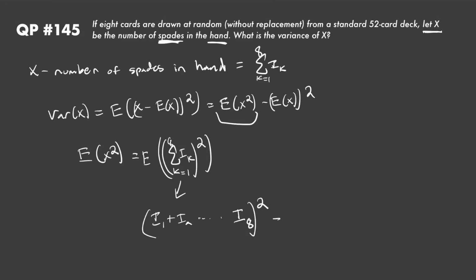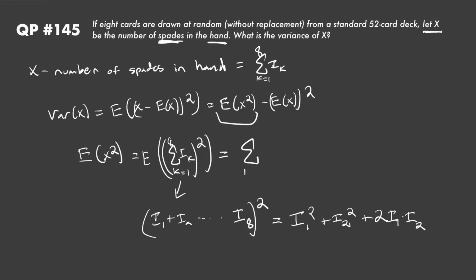When you expand this out, a little binomial theorem action, we're going to have I1 squared, we're going to have I2 squared, and then we're going to have 2 times all of the pairwise things. So we're going to have 2 times I1 times I2, 2 times I1 times I3, etc. So that's why we can write it as the sum of 2 terms as we did previously.